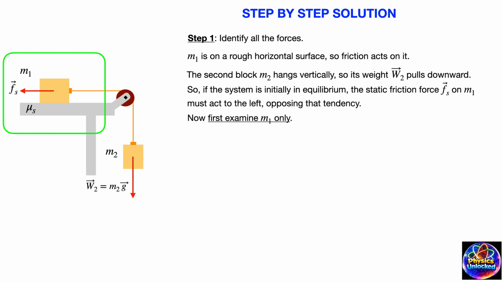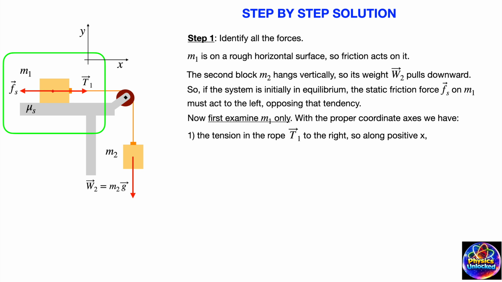First, we examine block number 1 and then block number 2, and we see what forces act on each block separately. So, first examine m1 only. In doing that, we need a proper coordinate axis so that we can write the vectors. We may say that the tension of the rope is directed towards the right, along the positive x, while the static friction is towards the left, along the negative x.